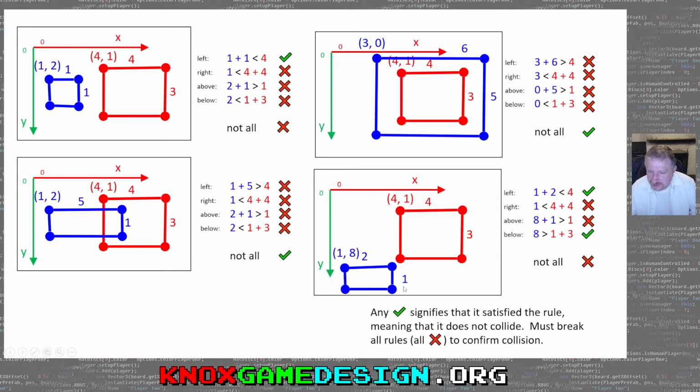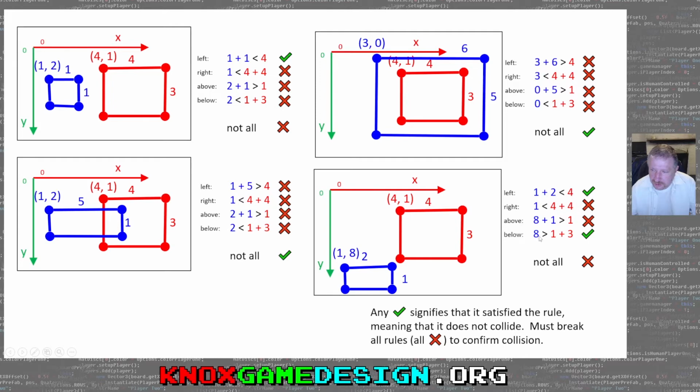Okay, so for the last example, we have a second rectangle with a position x equals 1, y equals 8, with a width of 2 and a height of 1. So we're going to check the four rules. For the left, 1 plus 2 is less than 4, so it is to the left of the first rectangle. Then we check to see if 1, the x position, is greater than the x position plus width of the first rectangle. So it isn't to the right. It isn't above, but it is below.